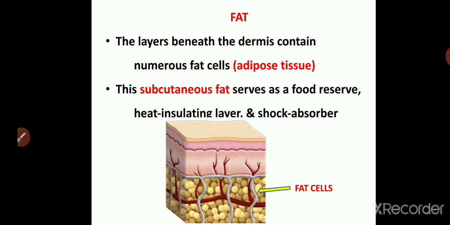And most important, it also provides a round contour to the body. That is, it is responsible for giving shape to the body, as well as it protects the delicate organs present inside our body. So giving contour, that is shape, shock absorption, heat insulation, and reserve food material.